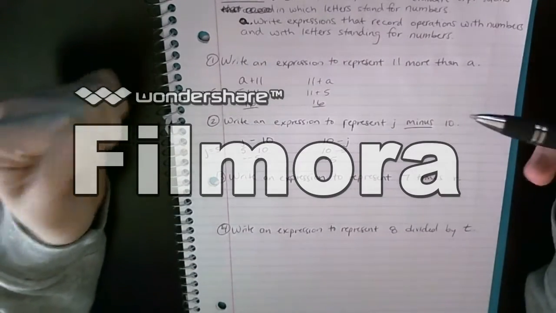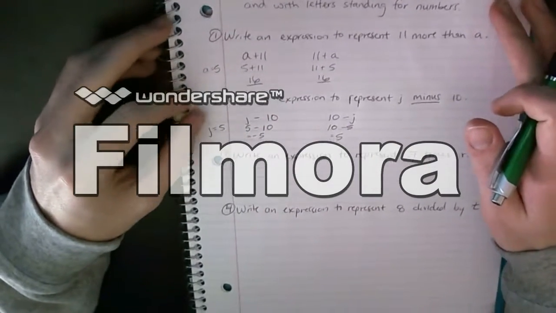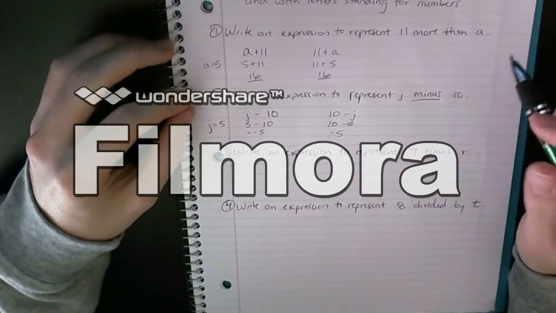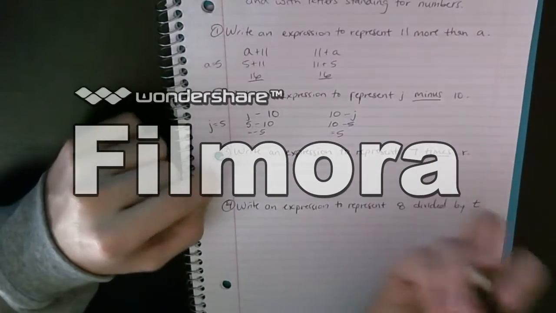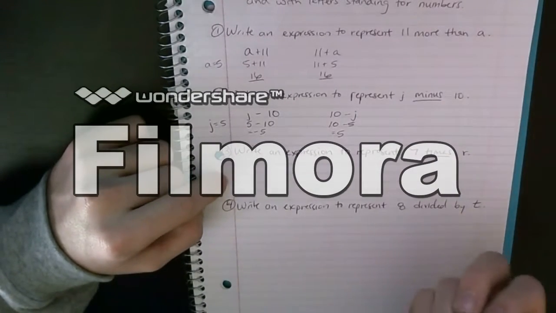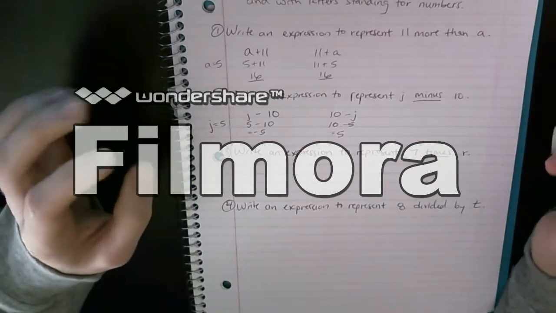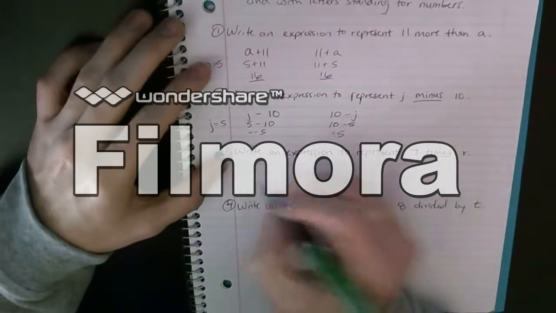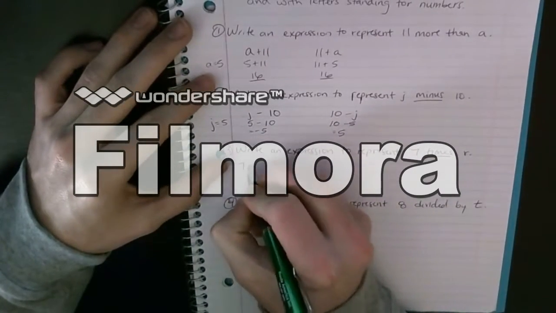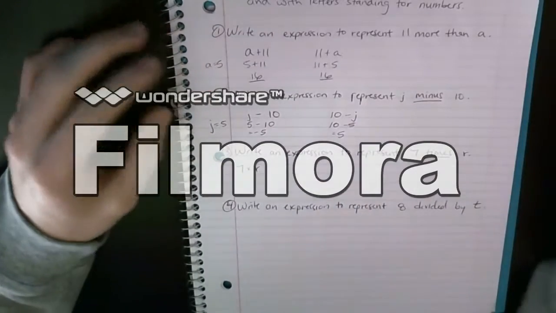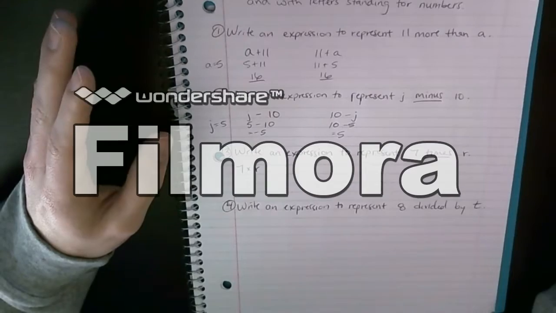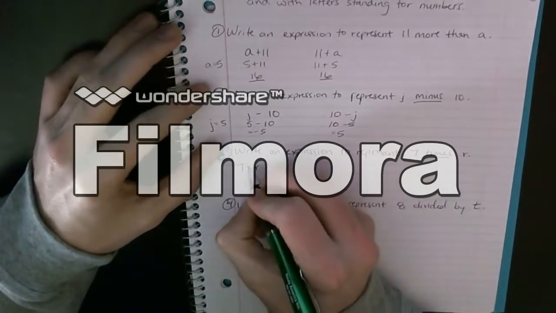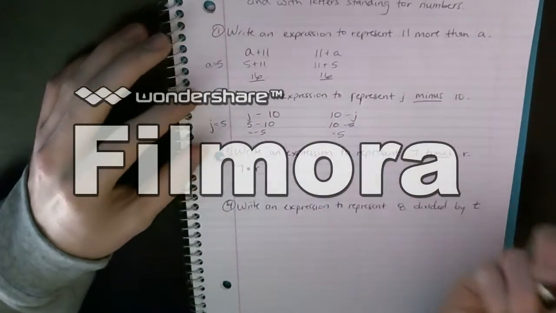Now, for the third example, I have write an expression to represent 7 times r. So times, multiplication. So this is whenever we want kids to stop writing x for times. So I would not want to see my kid write 7 times r anymore. We're past that. That was elementary school. We need to start getting them to write the dot for multiplication.